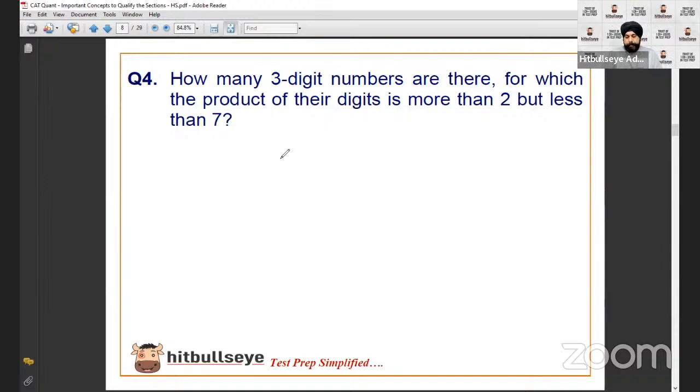How many 3-digit numbers are there for which the product of their digits is more than 2, but less than 7? Do try that. Try that, Kushi, Ankit, Arunachalam.